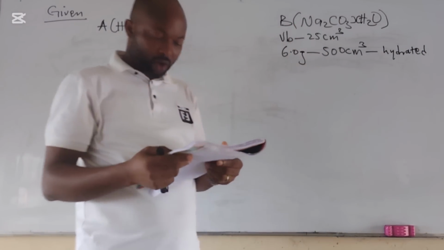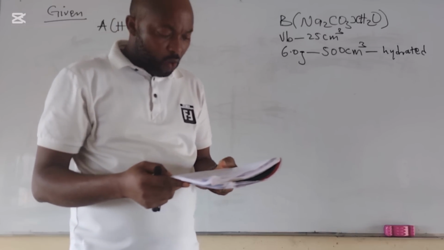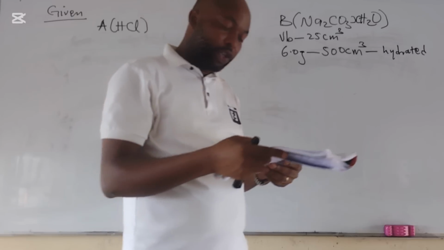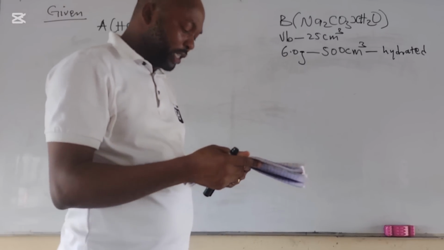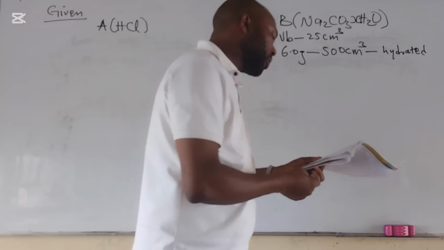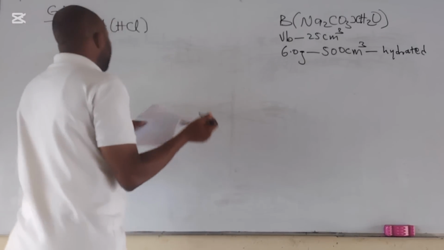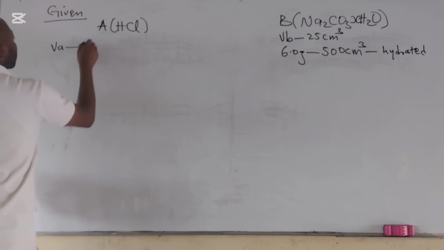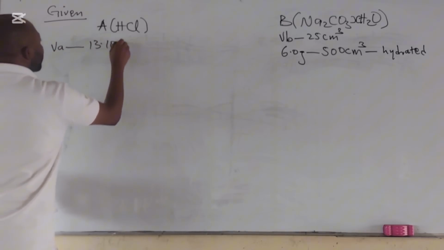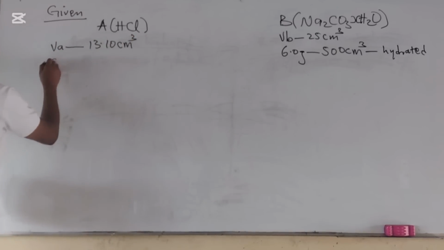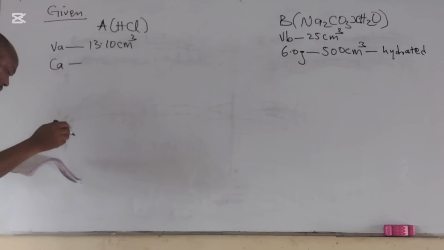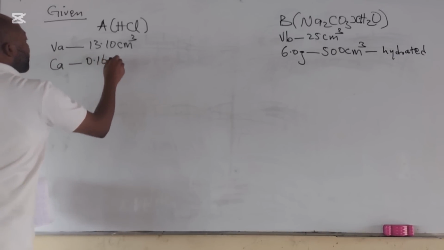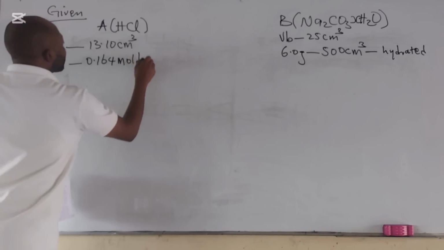So let's move on. Was neutralized by 13.10 cm3 of 0.164 mole per dm3 of hydrochloric acid. So the volume of the acid is 13.10 cm3. So VA is 13.10 cm3. And the CA was given also to be 0.164 mole per dm3.